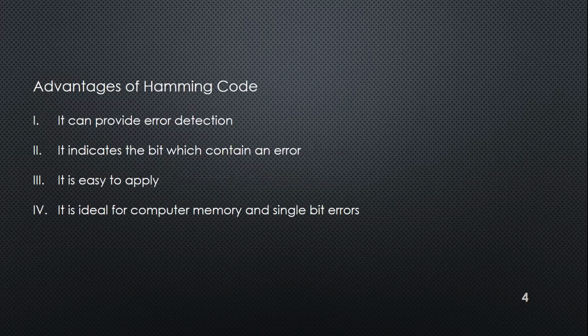Here we can see the advantages of Hamming code. Hamming code has some advantages. It can provide error detection. It also indicates the bit which contains an error. It is easy to apply, and it is ideal for computer memory and single bit errors.